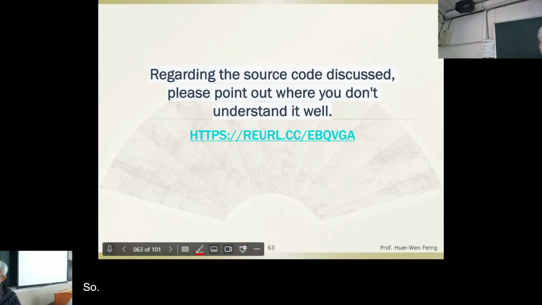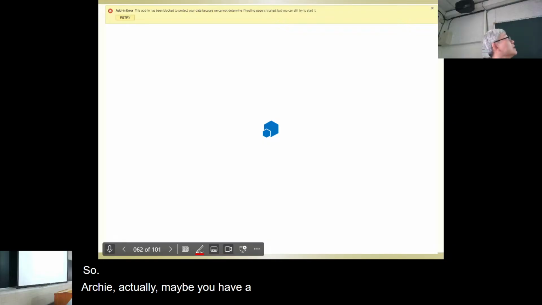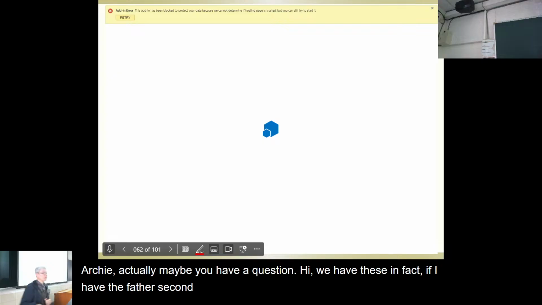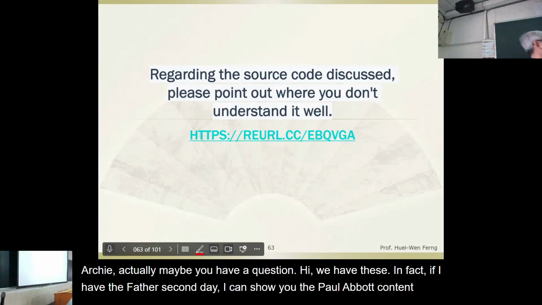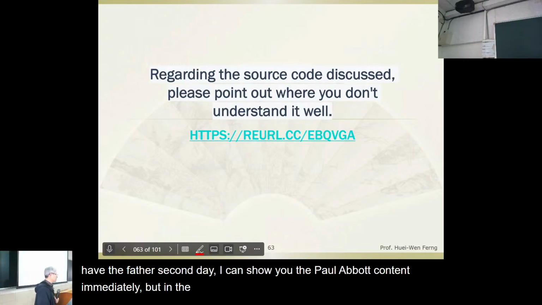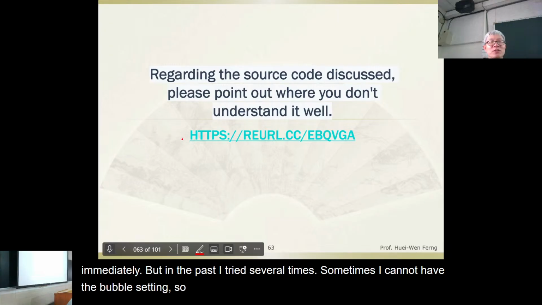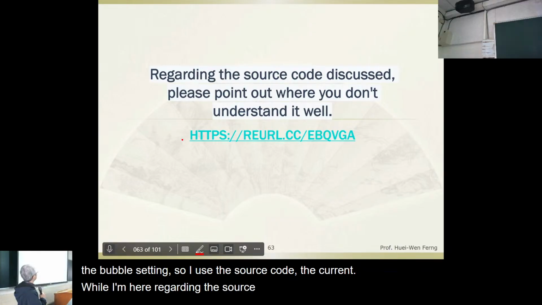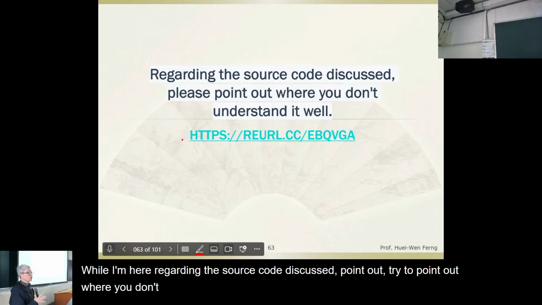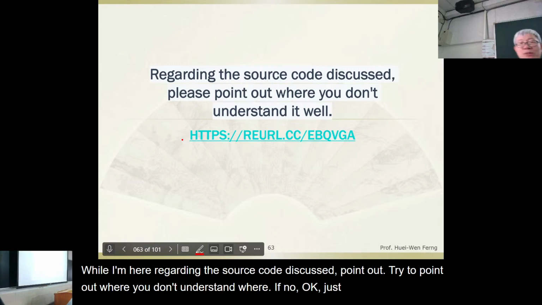Actually, maybe you have a question. Why do we have these? In fact, if I have the proper setting, then I can show you the whole article content immediately. But in the past, I tried several times. Sometimes I cannot have the proper setting, so I use the source code. Regarding the source code discussed, try to point out where you don't understand. If not, okay, just type no.